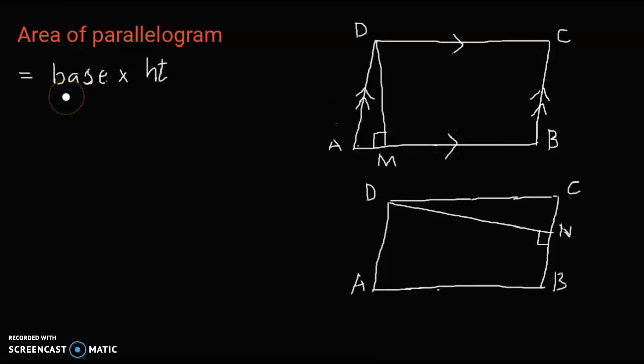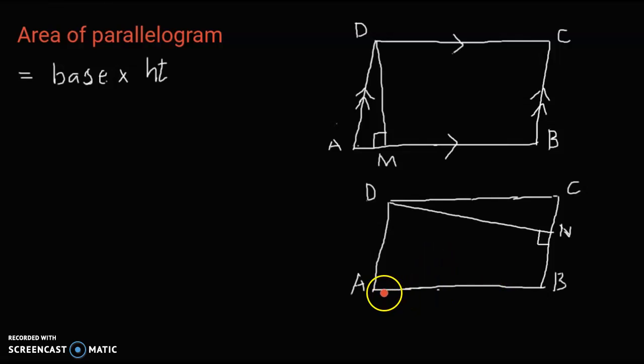And the area of a parallelogram is base into height. Suppose you take AB as the base, then the height which is falling on AB is DM. If you take BC as the base, then DN is the perpendicular falling on BC. So DN is the height and BC is the base.